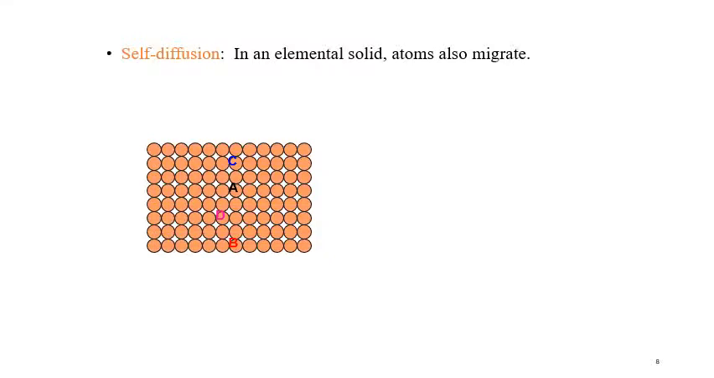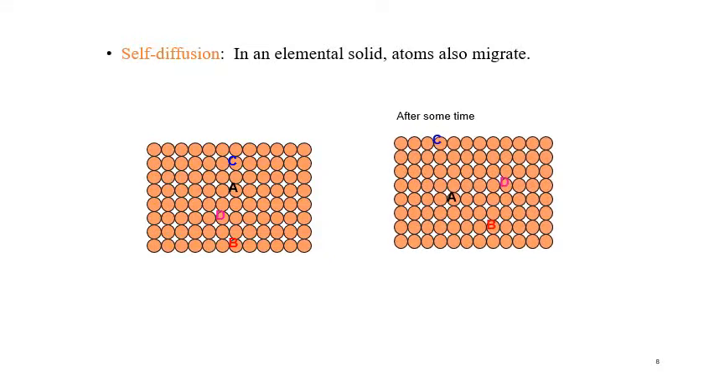Next is the self diffusion, or again the same substitutional diffusion. Now you can observe here, C is here, A and D and B. After some time you can see the position of C is changed, the position of B is changed from here to here, A from here to here, and D from here to here, meaning now the atoms have substituted the surrounding atoms.